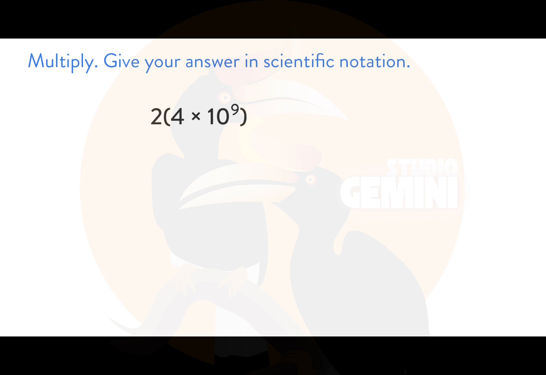You might think that the number on the outside of the parentheses should be distributed. But remember, we only distribute over addition or subtraction. And this is multiplication. This is the same as 2 times 4 times 10 to the 9th power, or 8 times 10 to the 9th power. We can multiply the 2 and the 4, and look, our answer is in scientific notation. So this is our final answer.